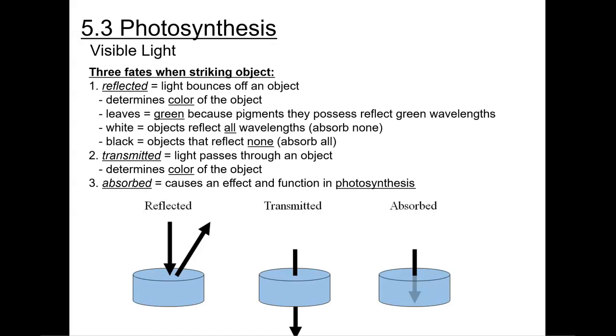Black is going to be objects that reflect no light, but absorb all because they are every color. So reflection is one fate. Transmission, or transmitted, means the light can pass through an object, and that determines the color of the object too. Or it could be absorbed, and that causes an effect and function of photosynthesis. So it's absorbing the light, and when it absorbs all that energy coming in, it then changes it over to another form.